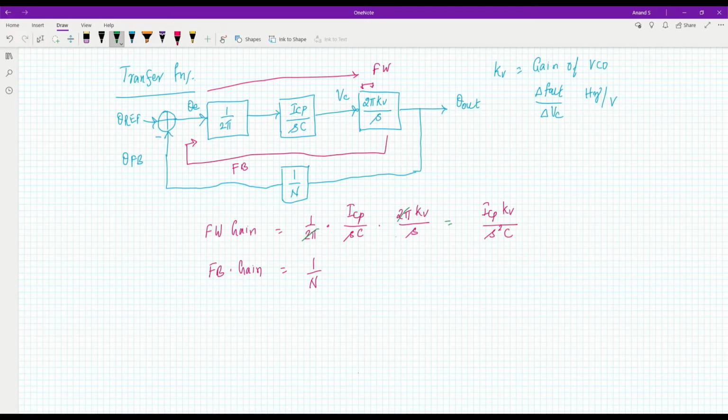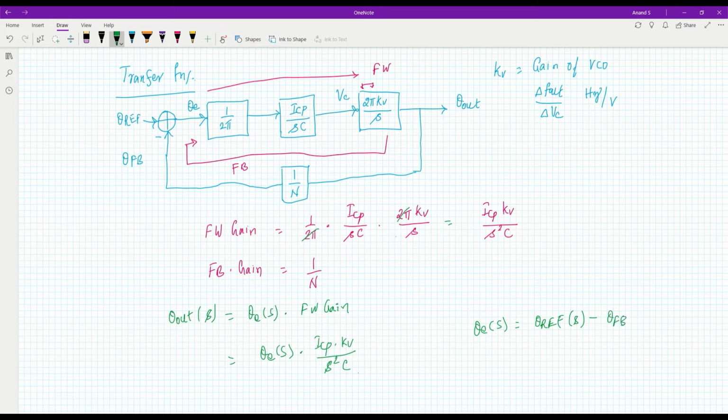Now let us derive the output to input relationship. The output phase theta out of S can be written as the input error signal theta E multiplied by the forward gain. So that is theta E of S multiplied by ICP times KV divided by S square times C. And theta E of S is the difference between theta reference of S minus theta feedback of S.